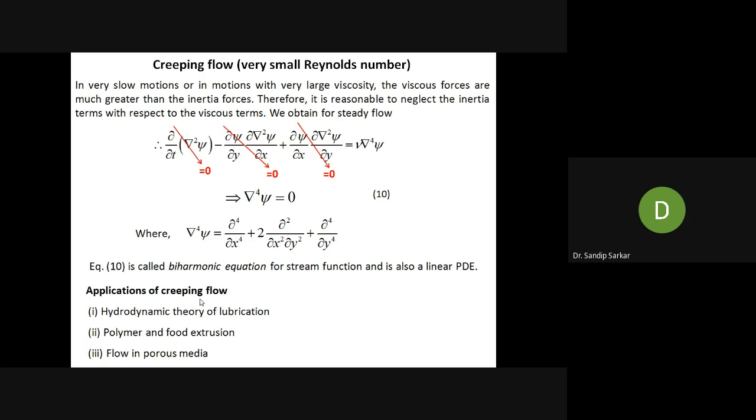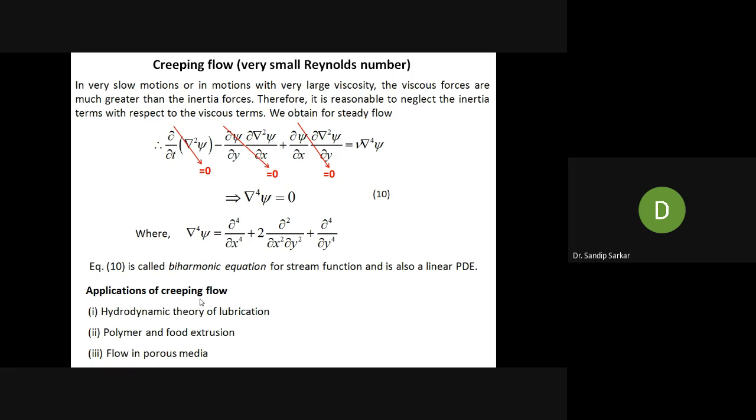Sir, can you explain it? You people have studied in your fluid mechanics 2 class, right? Creeping flow, or you have forgotten? No, sir. We have not studied it, sir. Okay, you have not studied. Okay, let me explain what is creeping flow.